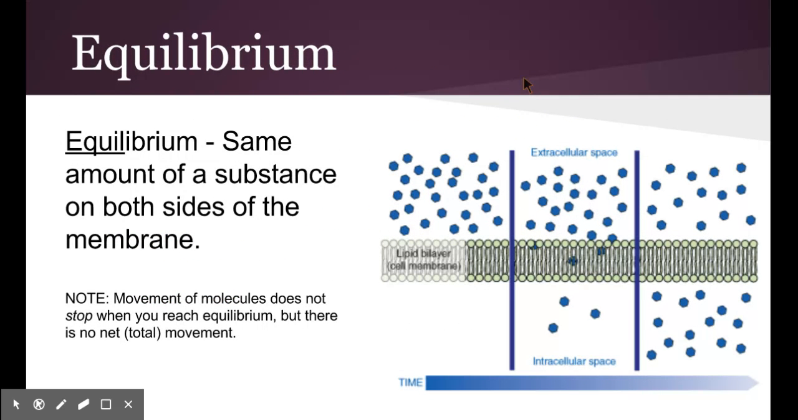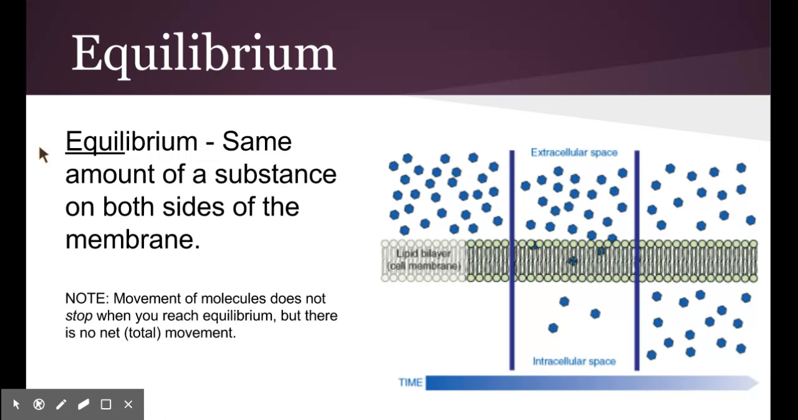Equilibrium is when you have the same amount of a substance on both sides of the membrane. Now, there are lots of different types of equilibriums. Equilibrium basically means a stable condition where everything is equal. So if we look at equilibrium, the word itself, the first part, equal, kind of tells us what's going on.